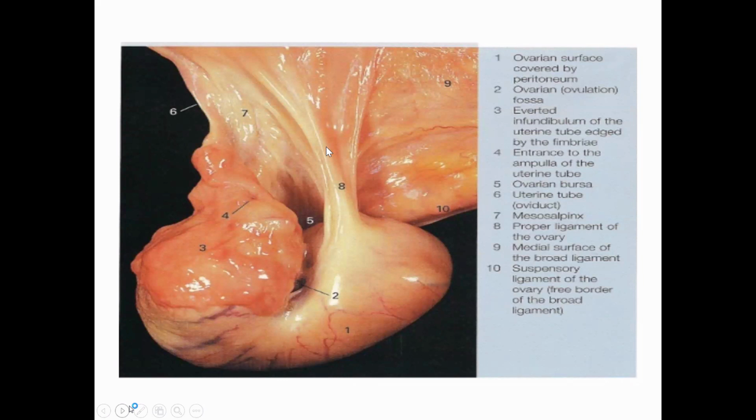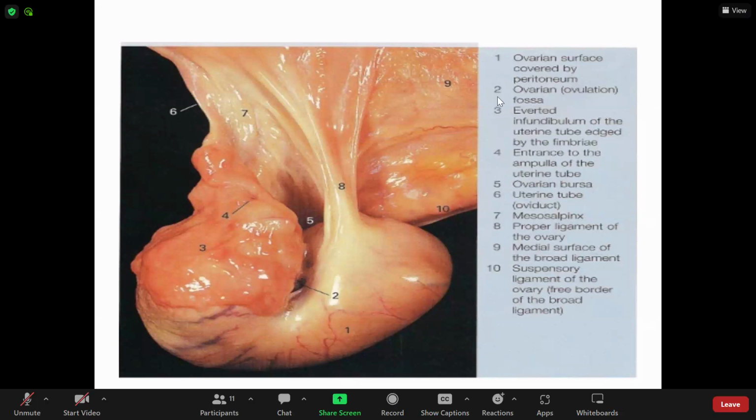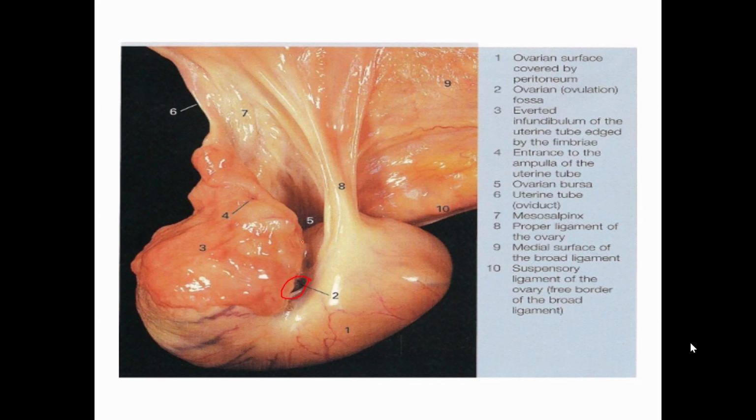And if you might have noticed here, the number 2 pinpoints the ovulation fossa. Number 2, this one. And for the number 5, this is an ovarian bursa. So when we say bursa, this is a blind pouch.